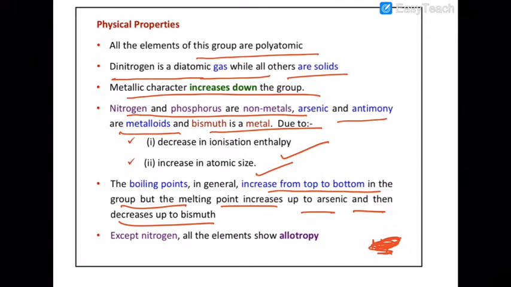So I am repeating once more the physical properties: these elements are polyatomic, dinitrogen is diatomic, and metallic character increases down the group. Nitrogen and phosphorus are non-metals, arsenic and antimony are metalloids, while bismuth is a typical metal. Their metallic character increases down the group due to the gradual decrease in ionization enthalpy and the increase in atomic size as we move down. Except nitrogen, all the elements show allotropy.